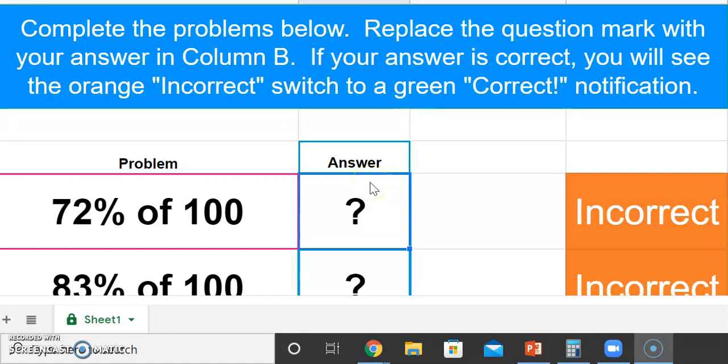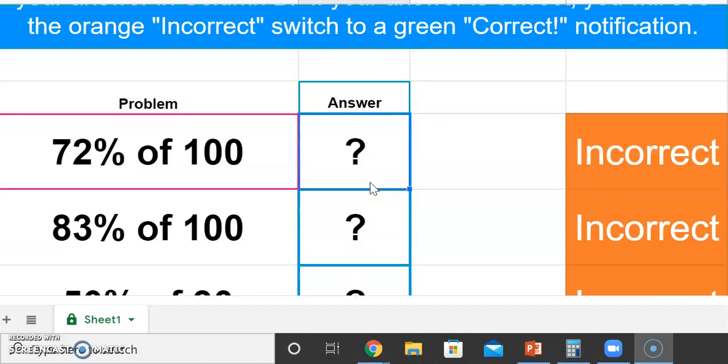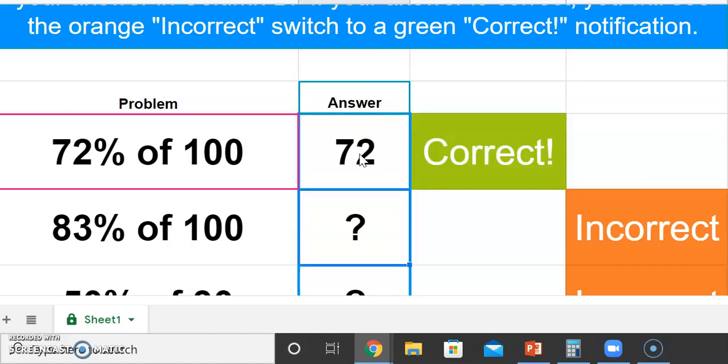So the very first one, 72% of 100. Well, we know that if we have something out of 100, that's a percent. So if I want 72% of 100, we're going to have 72. So what you're going to do is where it says answer, there's a question mark right now. You're going to erase that question mark, put 72, and then it'll tell you if you're correct.